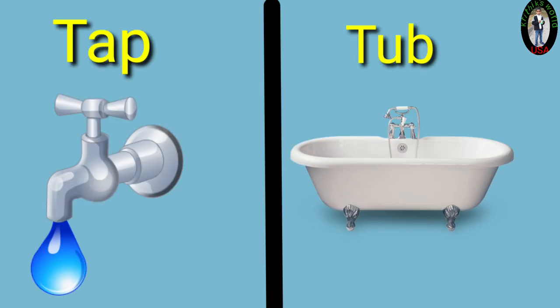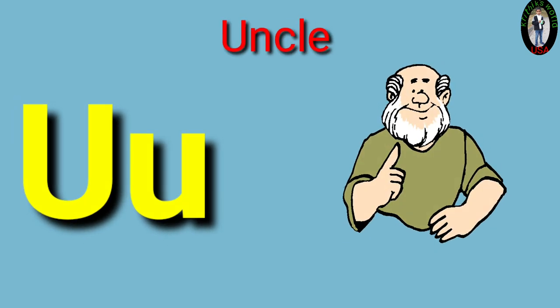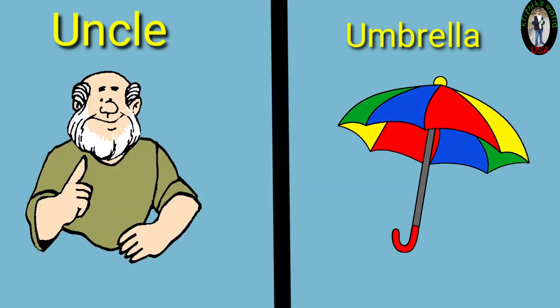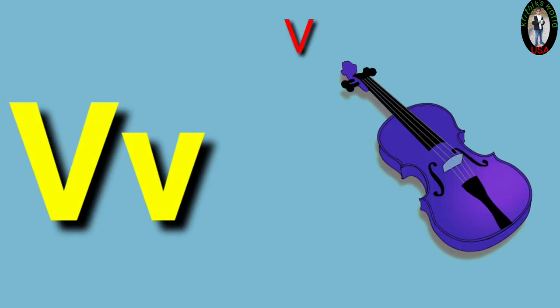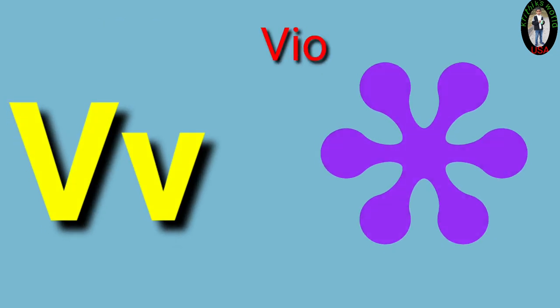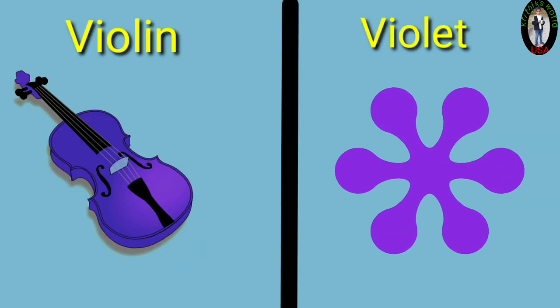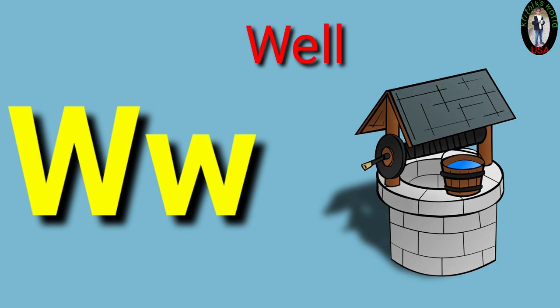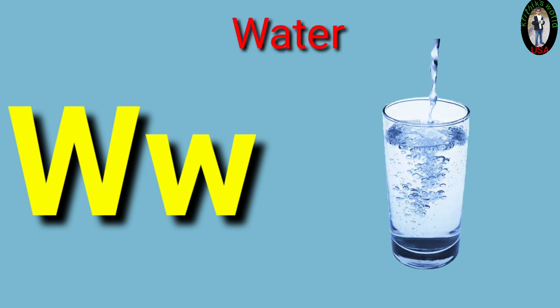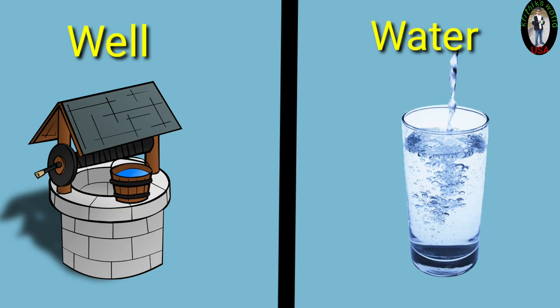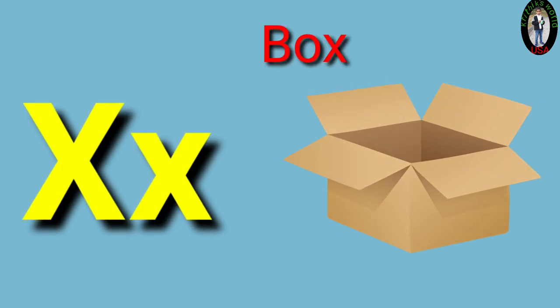Tap, tub. U for uncle, U for umbrella. Uncle, umbrella. V for violin, V for violet. Violin, violet. W for well, W for water. Well, water. X for box, X for fox.